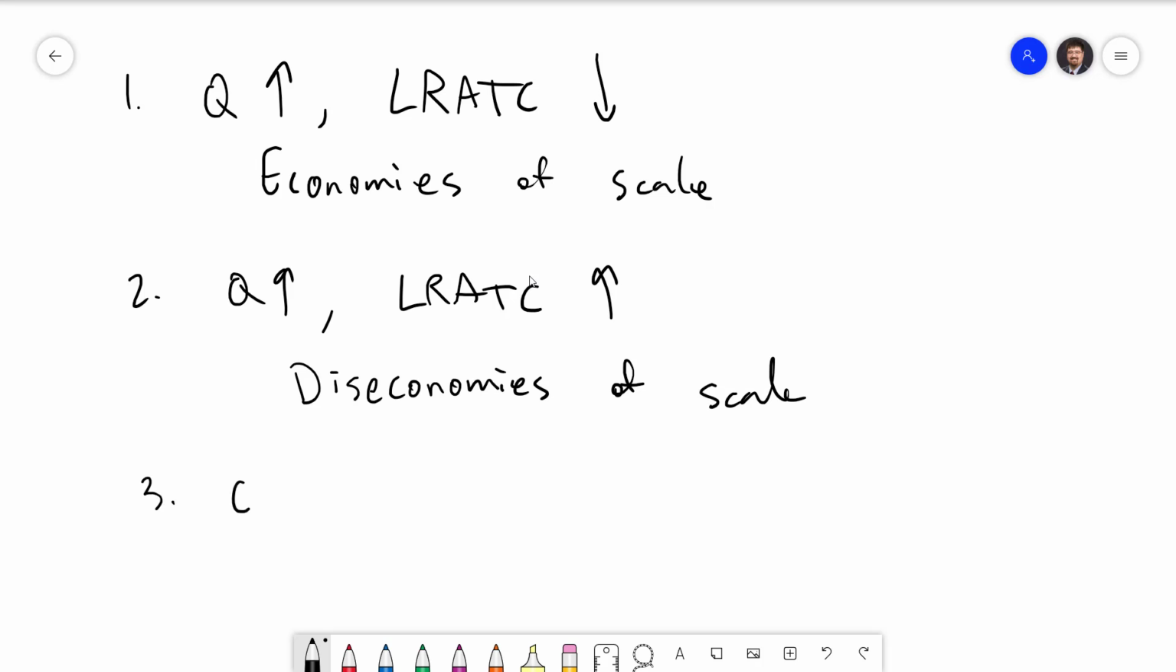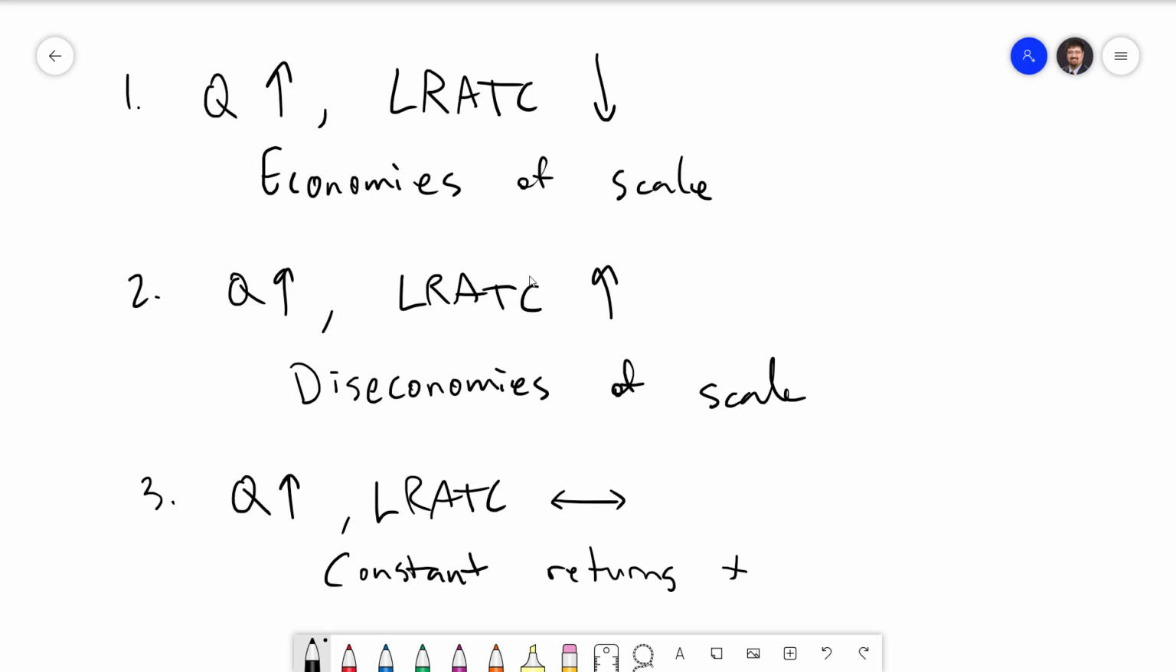The third possibility is that as quantity goes up, the long-run average total cost stays the same. This is what we call constant returns to scale. The total cost is increasing at a constant rate. So if quantity were to double, then the total cost would also double, leaving the average total cost the same.